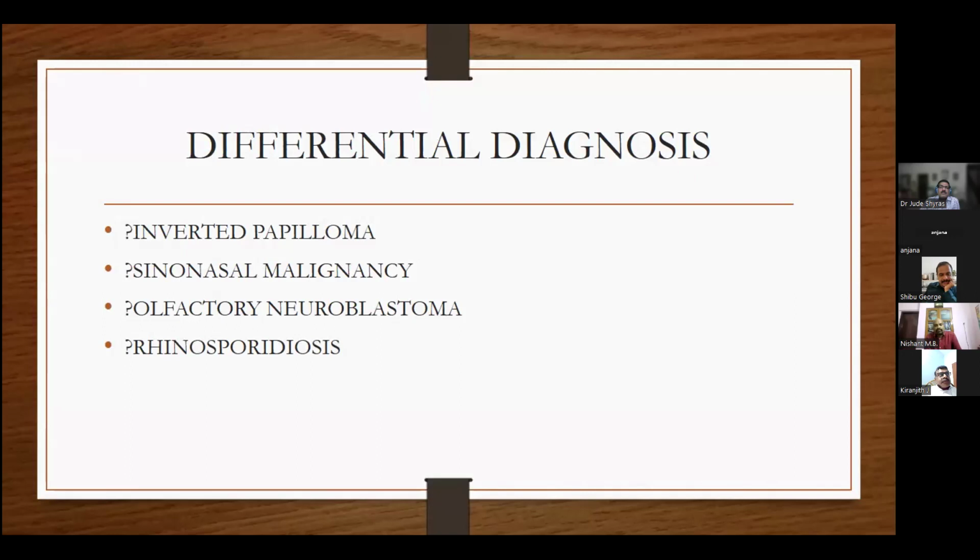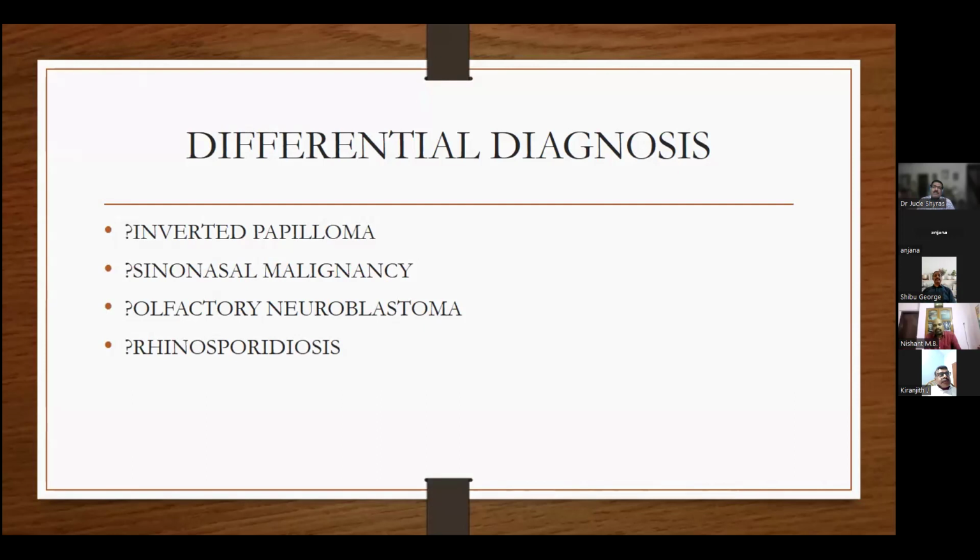Those are the three types of papilloma. Site of origin: inverted papilloma is most commonly from the lateral wall. Oncocytic is also from the lateral wall. What about exophytic? That is from the medial wall. Septum is the most common. Exophytic is in the septum.